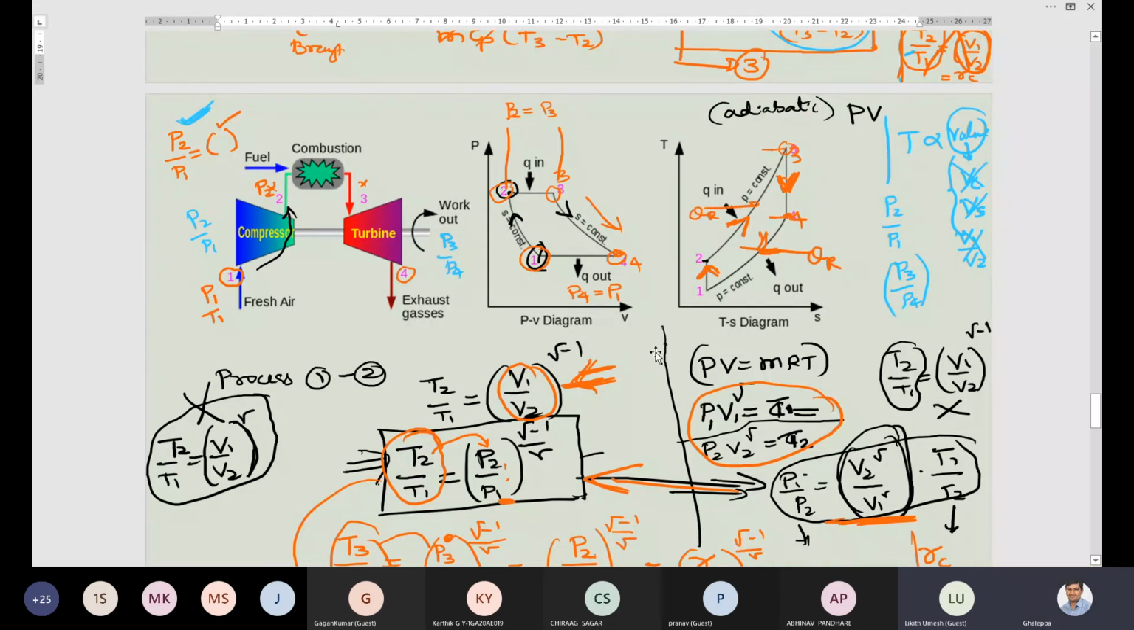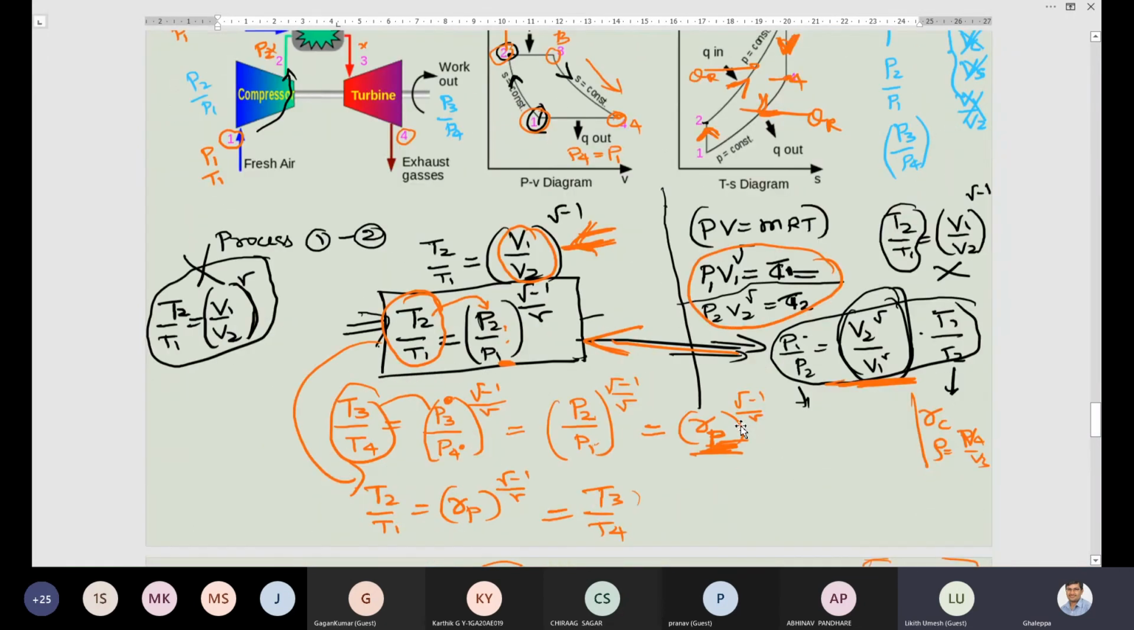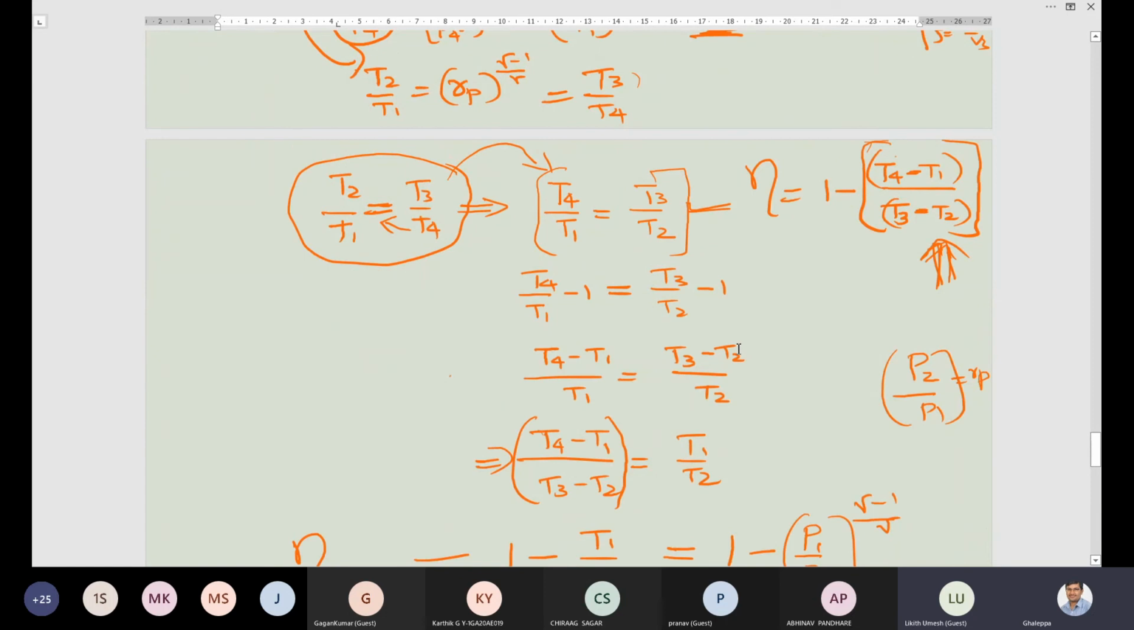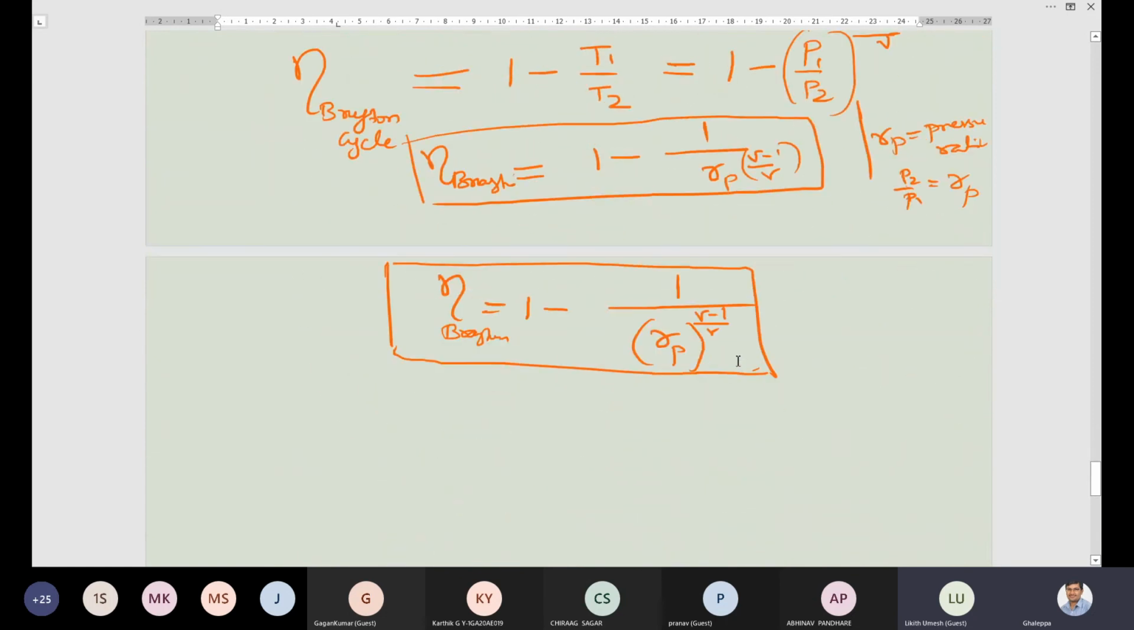This video will be uploaded to YouTube for practice, so that it becomes easy for solving numericals, because the same equations will be used for solving numericals. Whatever equations we have covered today, the same equations will be used in solving the numericals. So in the next class we will solve numericals.